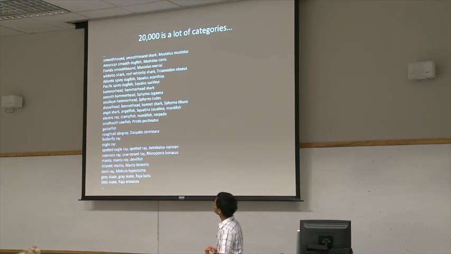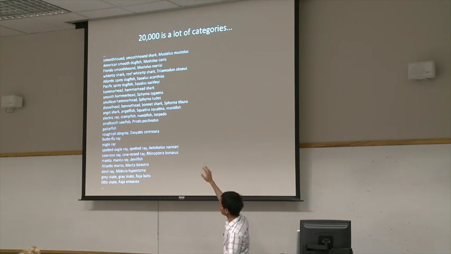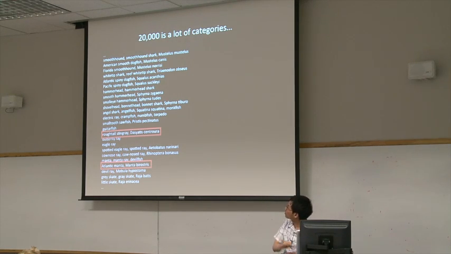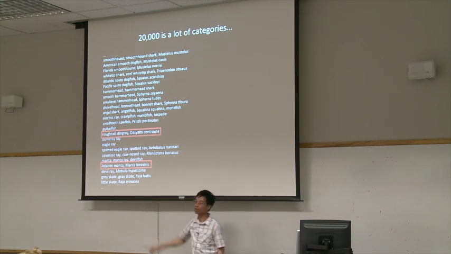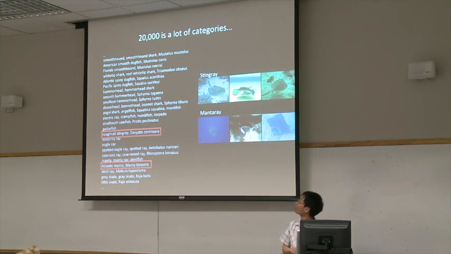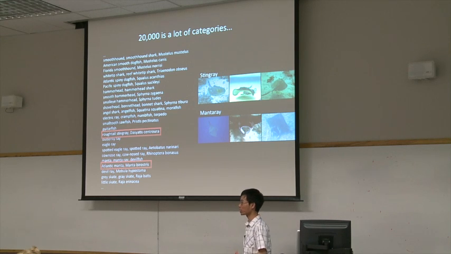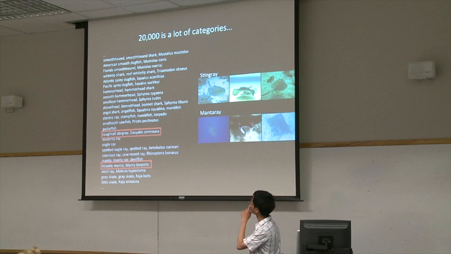Here I show a very, very small section of the 20,000 categories, and there are a lot of species inside the data set. One thing we asked to classify is, for example, stingray versus manta ray. Manta ray and stingray are visually quite similar, so this data set is quite challenging. It's probably one of the largest scale and one of the most challenging data sets in computer vision right now, if not the most challenging.